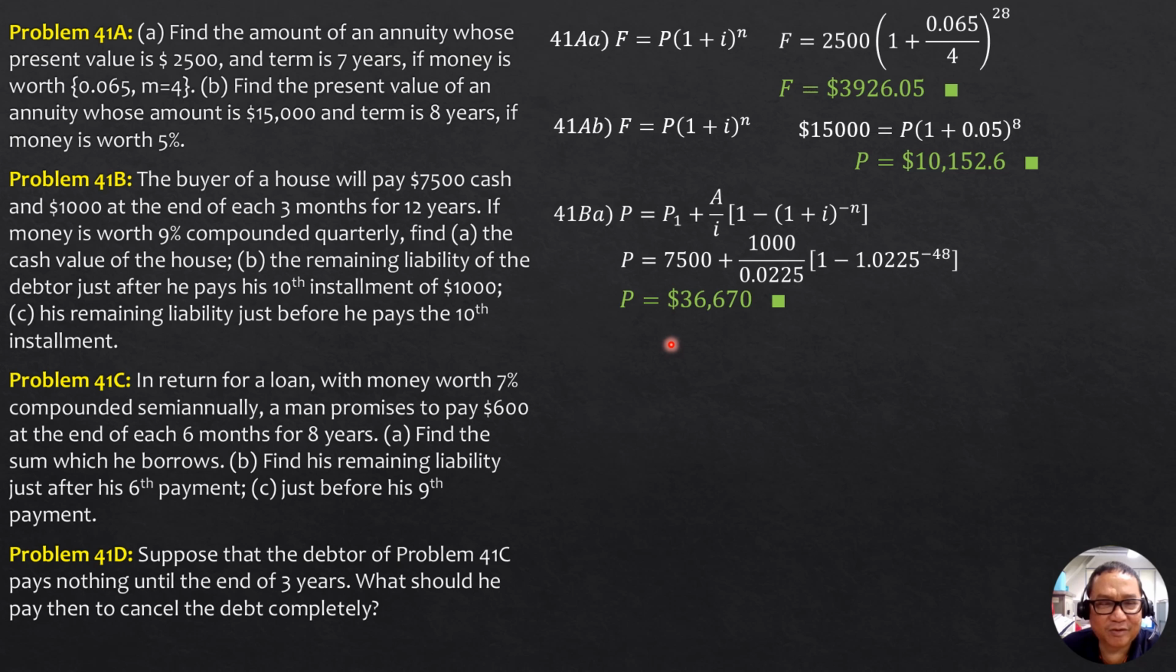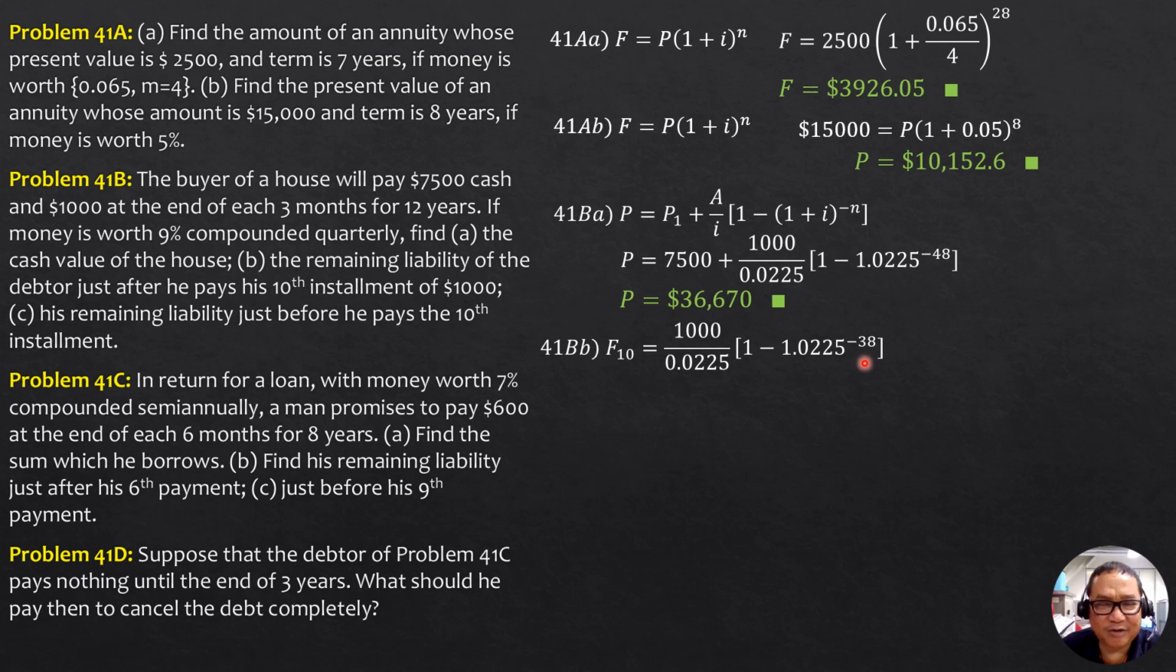F10, although it is future, but if you imagine, it is the value of the 11th up to the 48 quarterly payments. So 48 minus 11 is 37 plus 1. So there will be 38 payments. So therefore, it is A over i times quantity 1 minus 1 plus i to the negative 38. That's the formula for F10.